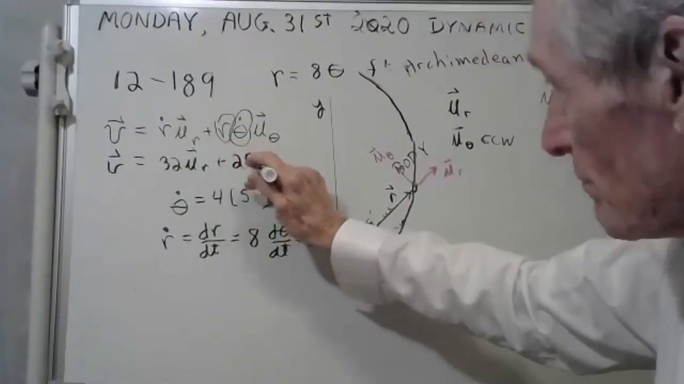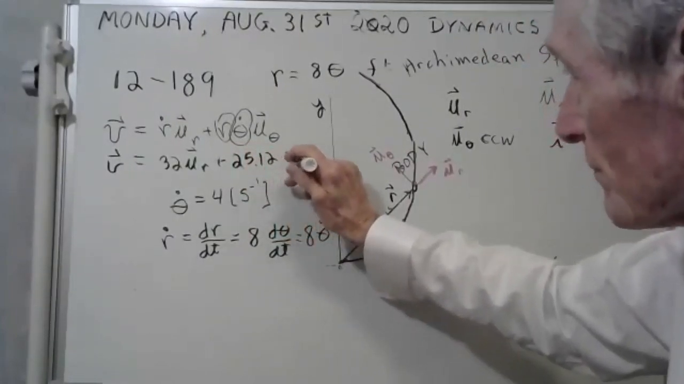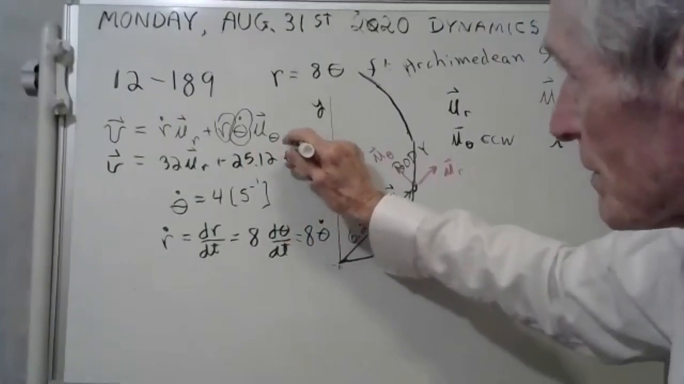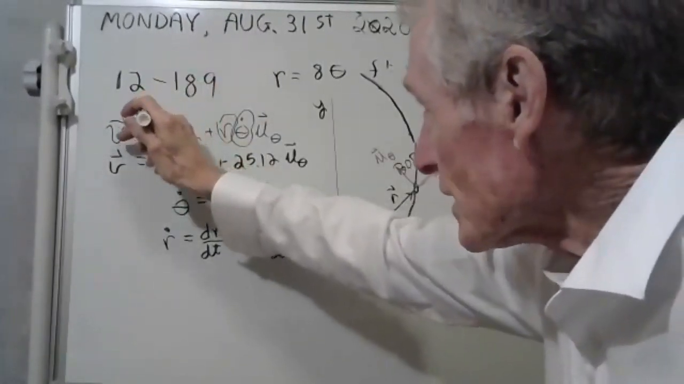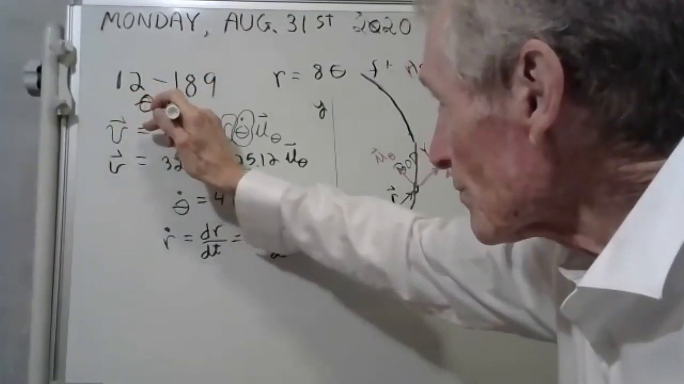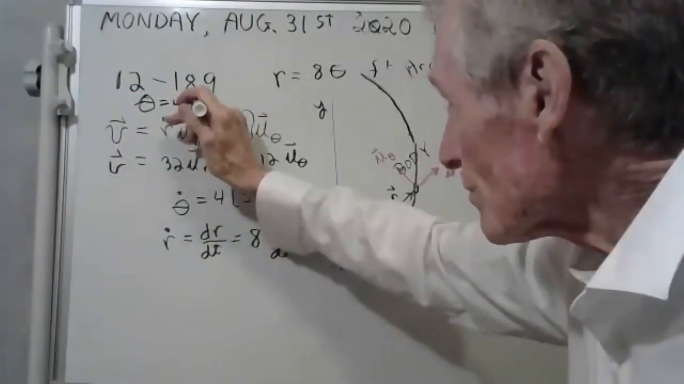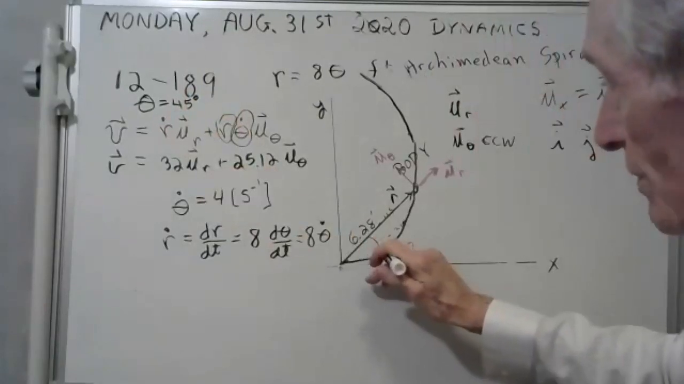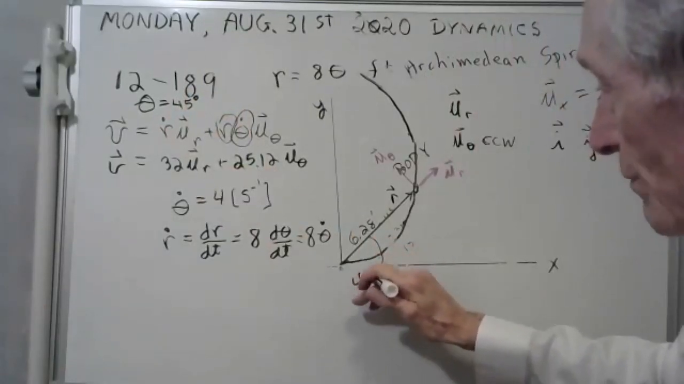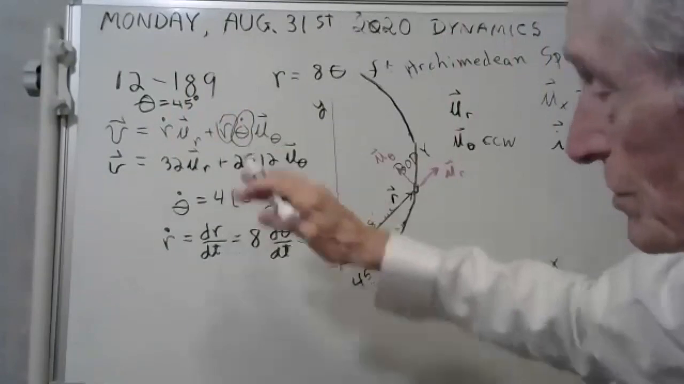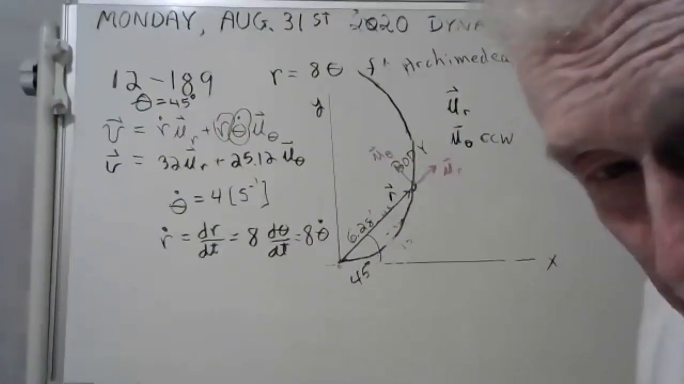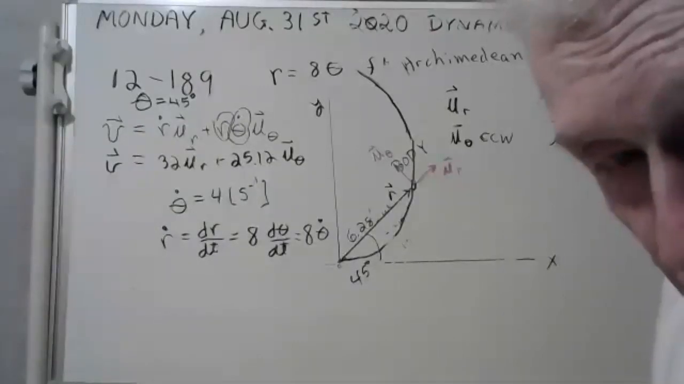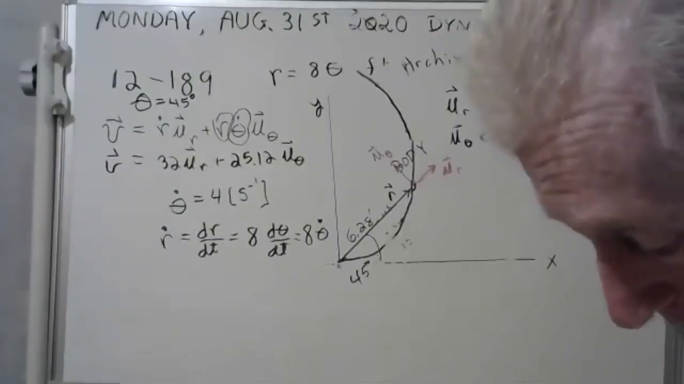This is 25.12. If you got lost and wondered what on earth I'm doing now, I'm doing problem 12.189, but I changed it. I said, let's do the problem when theta is 45 degrees. See this 45 degree angle right here? That's 45 degrees. You're supposed to do your homework at 90. I thought if I did it at 45, maybe you could do it at 90. Good thinking, maybe?